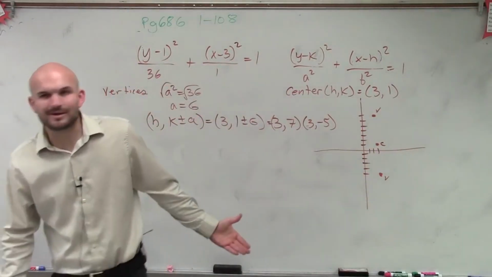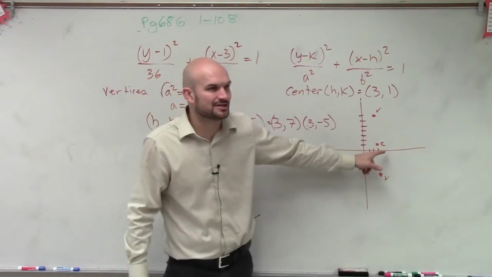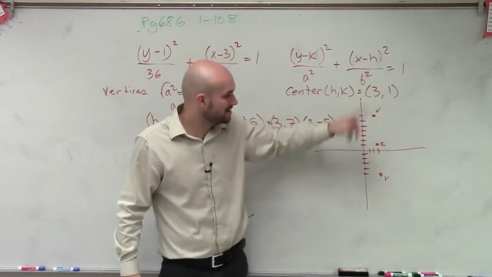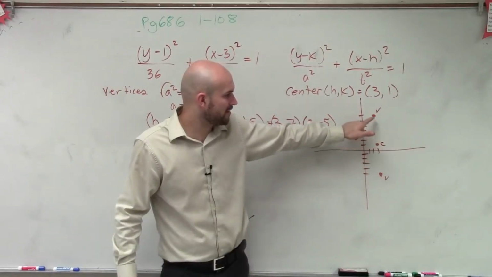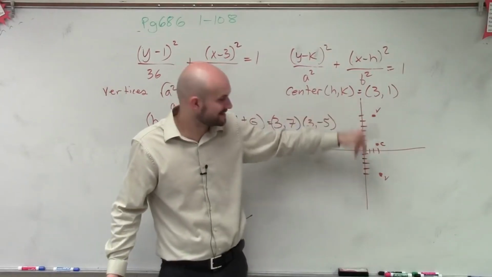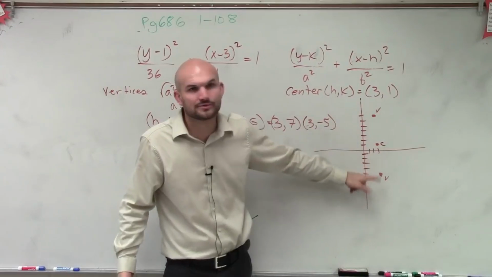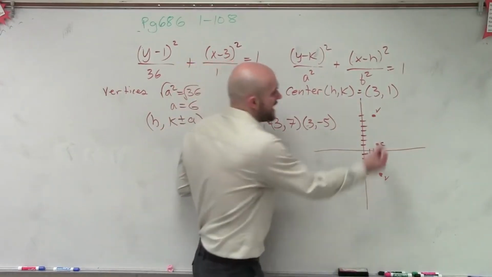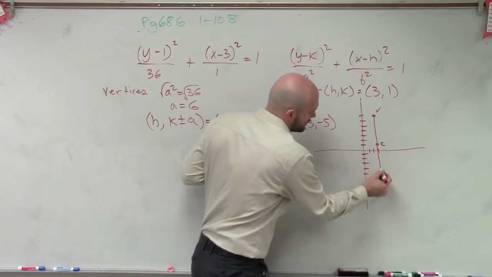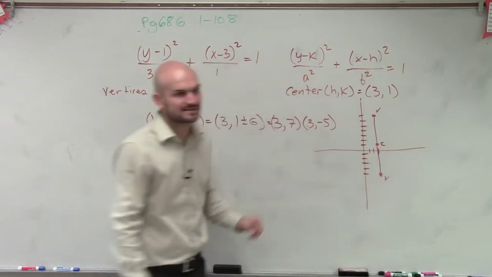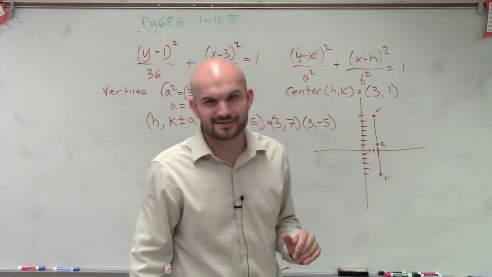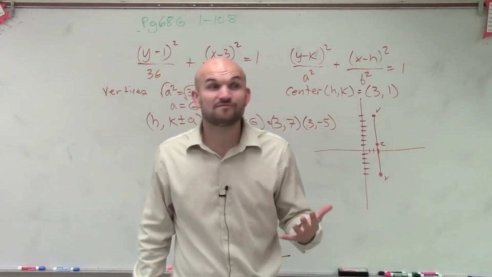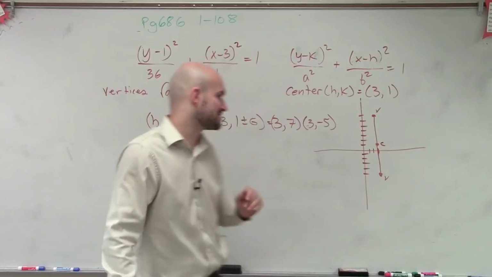The other way you could do this is you know that from the center to the next vertex is 6 units. So you could just go to the center and add 6: 1, 2, 3, 4, 5, 6, and you get to your vertex. Then just subtract 6: 1, 2, 3, 4, 5, 6. So now what we've created is our major axis. Now, there's one more thing that lies on that major axis. Anybody remember? The foci. We'll get to the foci in just a second.